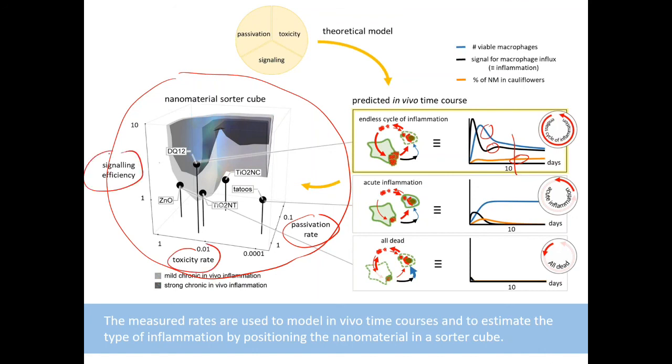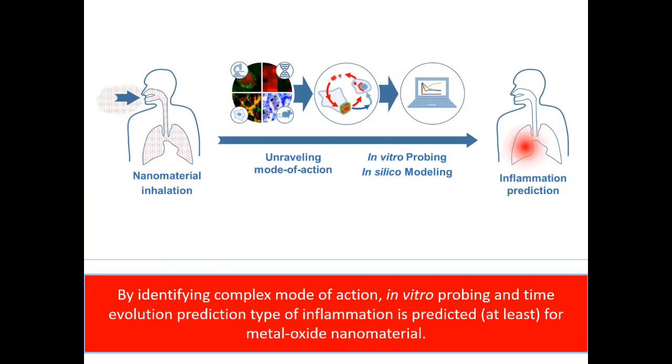And you can see here that the darker is strong chronic in vivo inflammation, the less dark is mild chronic, and what lies outside this valley is actually only acute, or the cells just die immediately. So we call this the nanomaterial sorter, and at least for metal oxides, we can now predict the in vivo chronic inflammation or acute inflammation for certain types of nanomaterials.